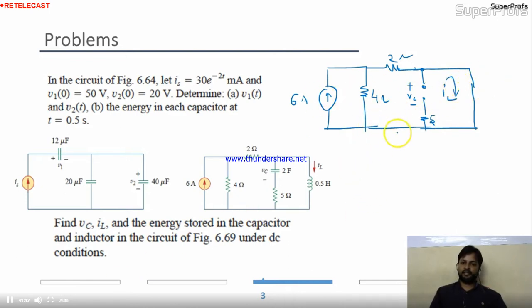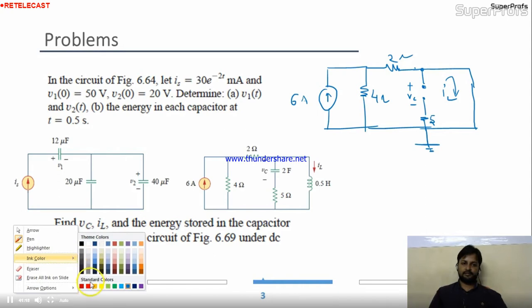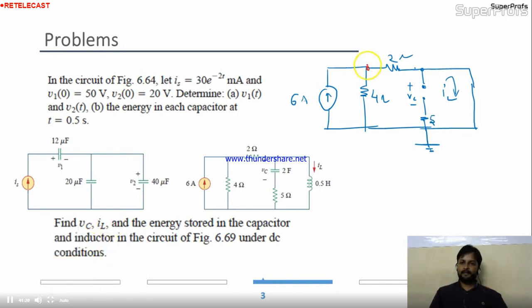I'll do it by nodal analysis. This is one node. I grounded it. Assume this node voltage is V1. This node is grounded, so we have only 2 nodes. This is the open circuit, open branch. No current will go this side, and this is the dead branch, I can say.